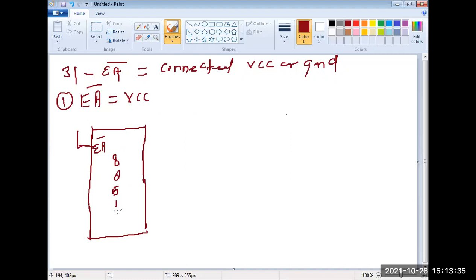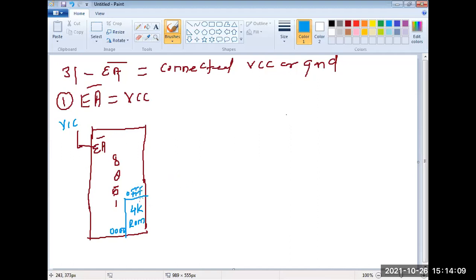This is my 8051 controller. Internally, what do we have? The size of the ROM. What is the size of ROM internally? Internally, a 4 kilobyte ROM will be there, and this is connected to the VCC, the EA bar, and its address is from 0000 to 03FF.